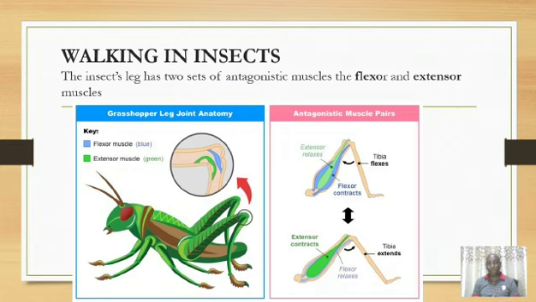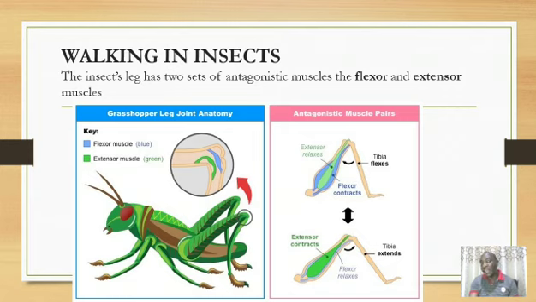So in summary, walking in insects is brought about by extensor and flexor muscles. When extensor contracts, the flexor relaxes, straightening the leg. When the extensor relaxes, the flexor contracts, the leg bends. So that is about locomotion in the insects.